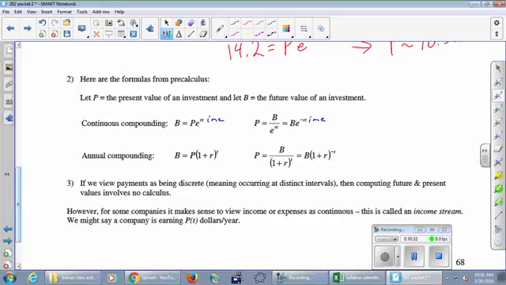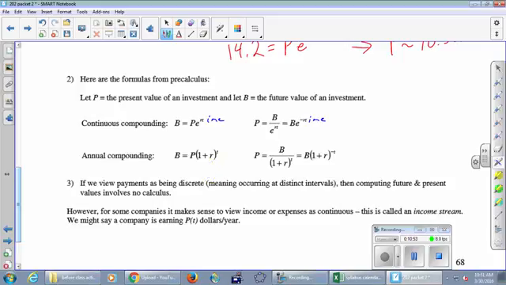Everything we're going to be doing is the continuous version, which is the e business. I've just included for completeness the annual compounding 1 plus r to the t version, but we're not going to use that. Everything we'll do here is continuous. If you're really fancy, there was the r over n formula, which you might remember. We won't be using that one either.